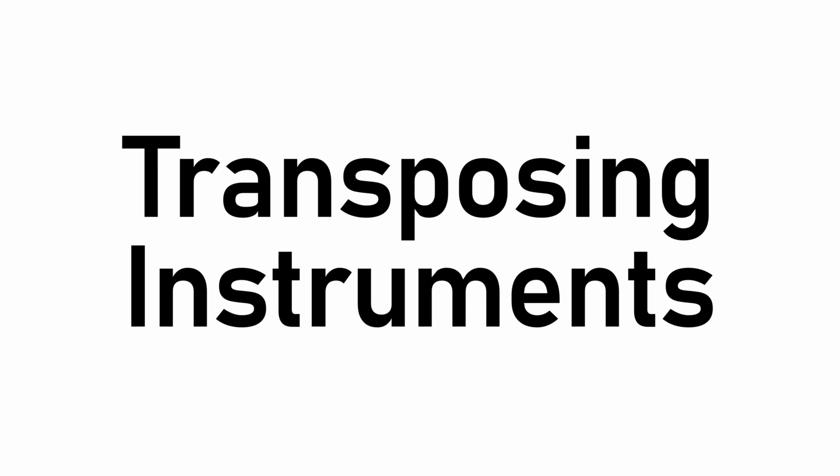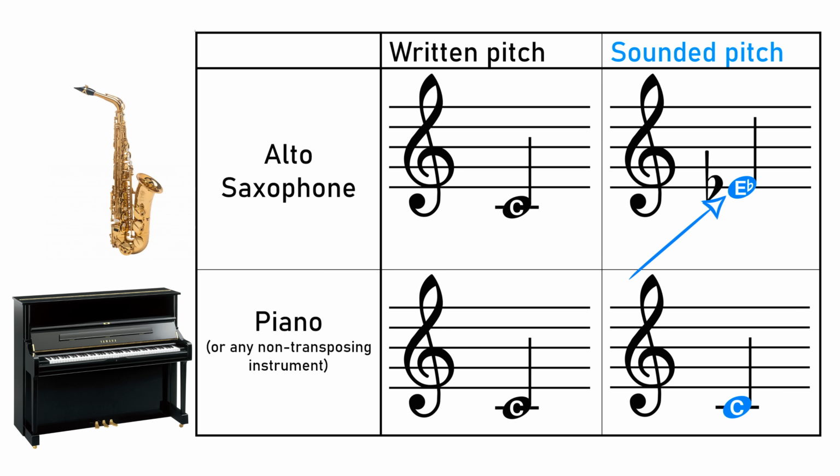Now, an important aspect of woodwind instruments to understand, particularly if you're planning on composing for them, is that many of them are what we call transposing instruments. That means that the notes that they play, the notes that actually sound out of their instrument, don't match the notes that we write for them on the notation.